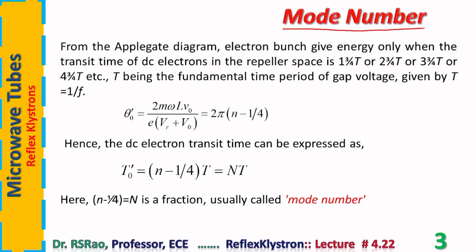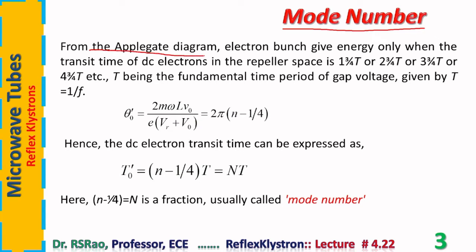In 1 3/4 mode, the transit time is 1 3/4 T, where capital T stands for the time period of the signal. In 2 3/4 mode, transit time is 2 3/4 T. Similarly, 3 3/4 mode, 4 3/4 mode, etc. After having some understanding regarding mode number, now we move further to have more information on this particular parameter.